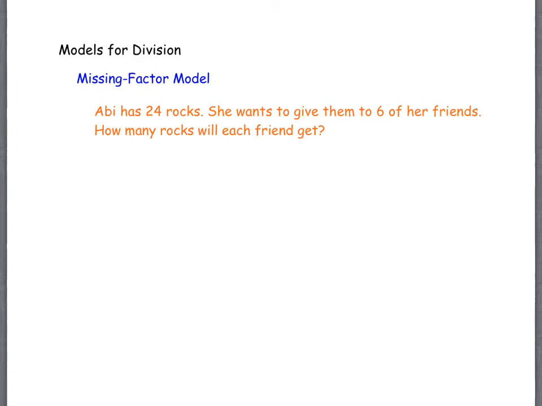All right. Another model is the missing factor model. This is kind of like the missing add-ins model for subtraction. Okay, we're still working with our 24 rocks. Abby has 24 rocks and she wants to give them to 6 of her friends. How many rocks will each friend get? Okay, so I'm going to do this a little bit differently in the description, where I'm looking at the missing factors.